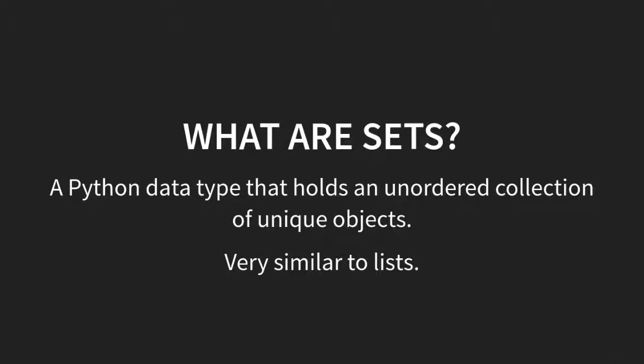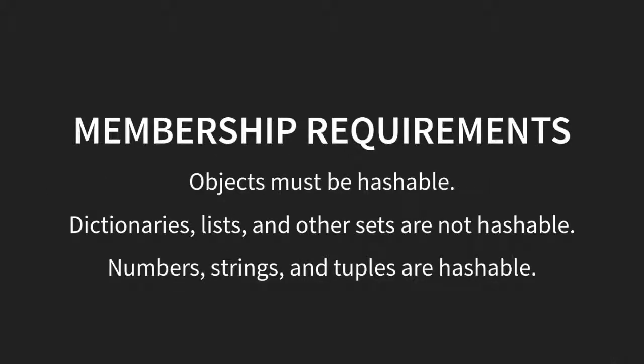So what are sets? It's a Python data type that holds an unordered collection of unique objects, very similar to a list. The one big difference is that every member of that collection is unique, and the membership requirements are the objects have to be hashable. That's why they're going to be unique. So dictionaries, lists, and other sets are not hashable, so they can't be members of a set. They can be members of a list, but they can't be members of a set. Numbers, strings, and tuples, those guys can be hashed, and they can be included into a set.